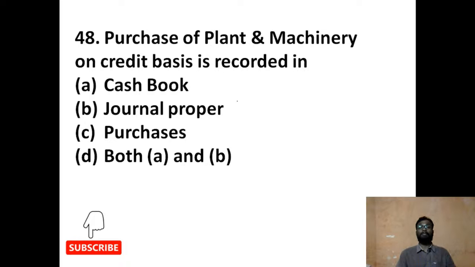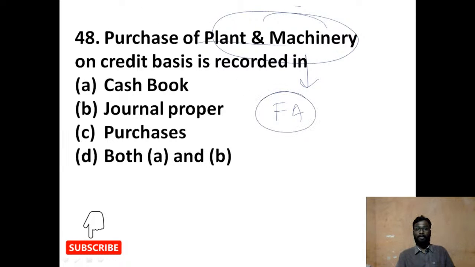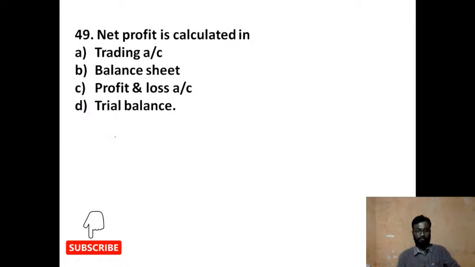Purchase of plant and machinery on credit basis is recorded on. So try to understand, guys. Purchase of plant and machinery, which is a fixed asset. Whenever we purchase a fixed asset, it will be recorded in the journal entry. If you purchase goods, it will be recorded in the purchase account and in the purchase book, whereas when we purchase a fixed asset on credit basis, it is recorded in the journal proper.